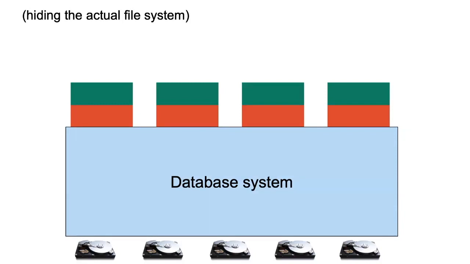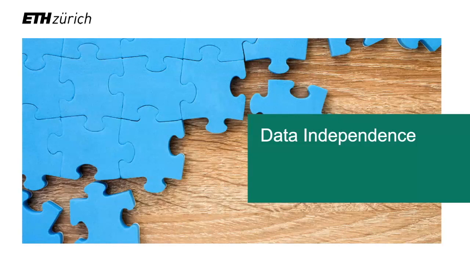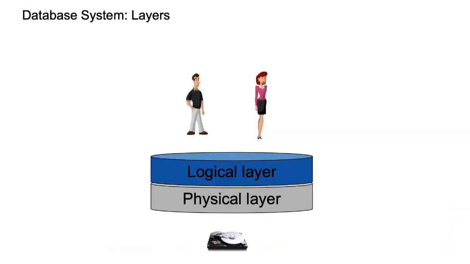Database system. Okay. And now I'm going back to data independence. I told you I'm going to say this probably 100 times in this course. So data independence is what was coined in the 1970s.